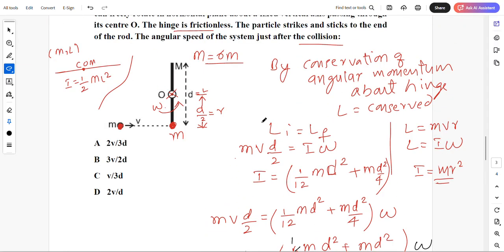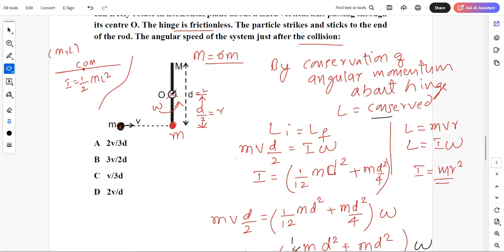Hope you understood this. This is based on the law of conservation of angular momentum. By conservation of angular momentum about the hinge, L is conserved, so Li is equal to Lf. Li is the initial angular momentum of this point mass m, that is m v r, and in place of r I am writing d by 2. This is equal to I into omega, with I written separately.